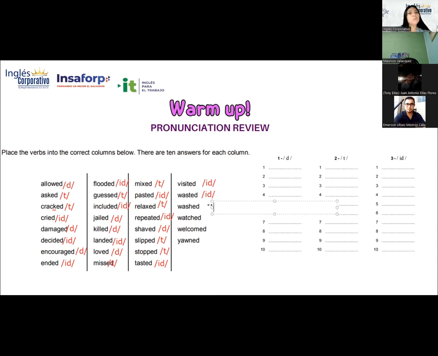Letter ID. Wash it? No. T. Washed. And what about this one? ID. Wash it? No, it is going to be letter T. Watched. Yes, it is washed. Okay, never wash it, never watch it. No, never. Okay, washed. What about this one?